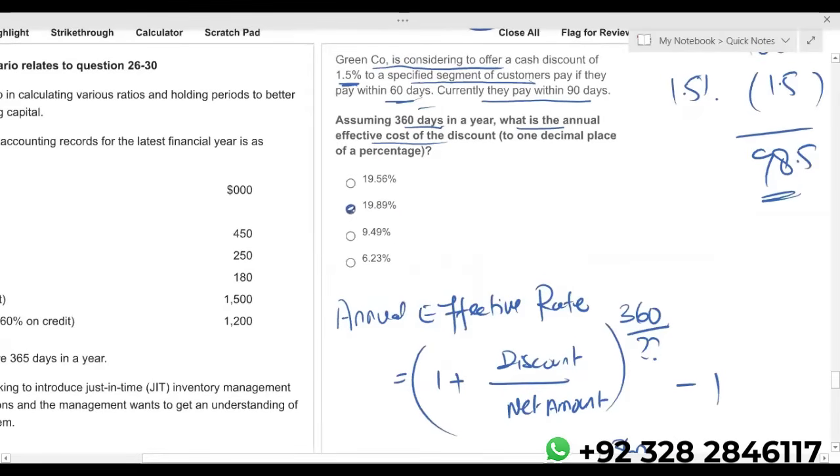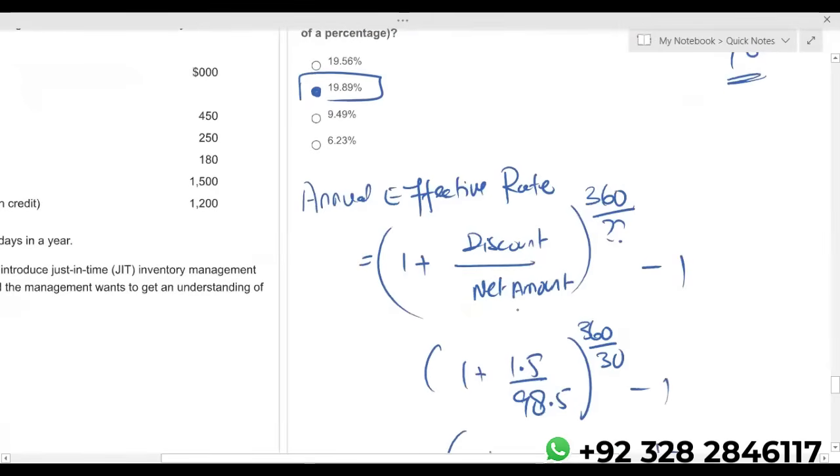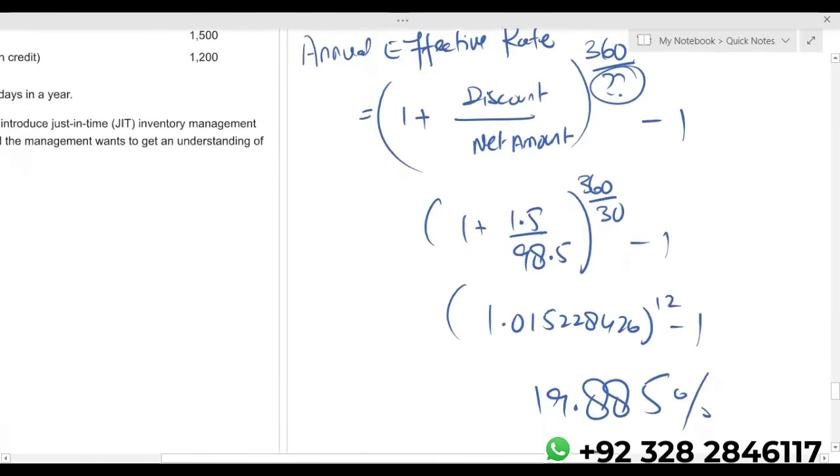So your annual effective cost, if you want to provide a discount of 1.5%, is actually 19.89%. 1 plus discount divided by net amount, 360. Then in the denominator, you have to just check how many days earlier your customer was taking, and in how many days they have to pay to get the discount: the difference. So 360 divided by that difference. The rest, the formula will do. That is your annual effective cost of providing the discount.